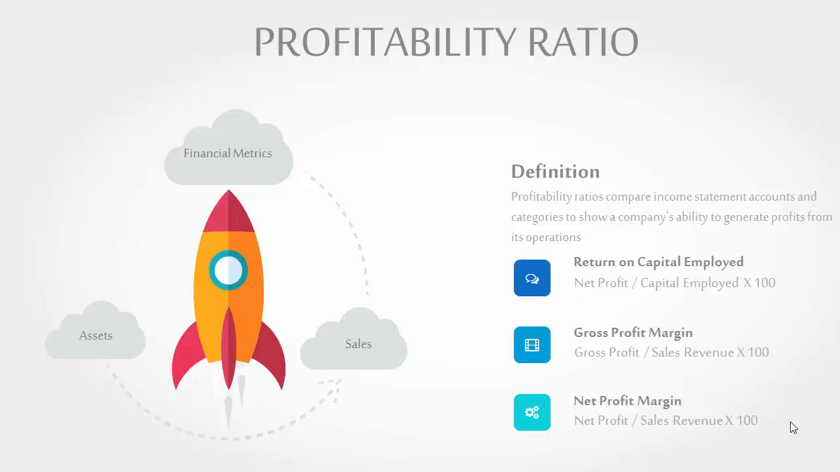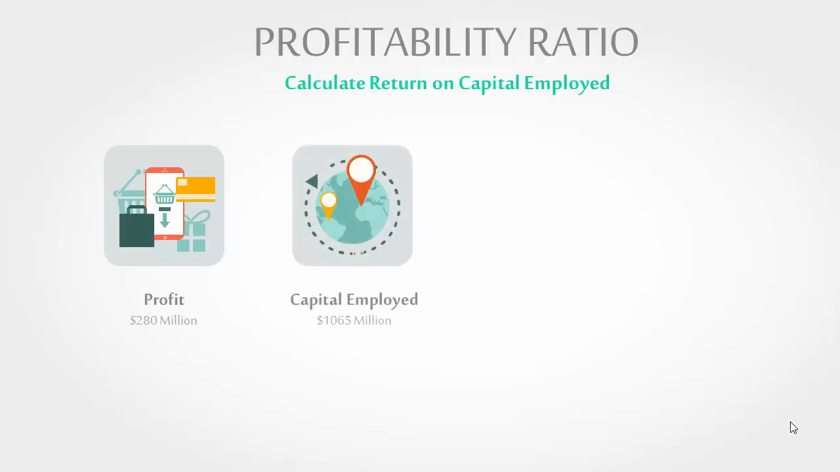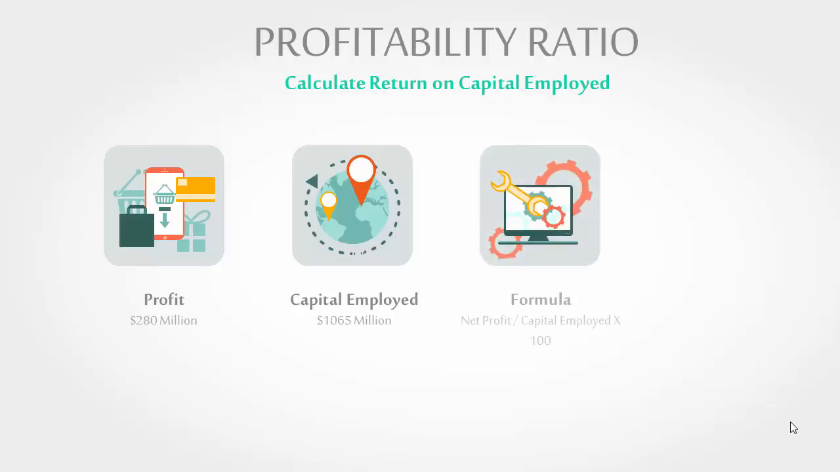revenue multiplied by 100. Let us take one example of return on capital employed and see how the calculations are done. Let's say there is a company ABC. It has a profit of $280 million in 2013. It has capital employed of $1065 million. Now we need to calculate the return on capital employed. The formula we have already seen: net profit divided by capital employed multiplied by 100.